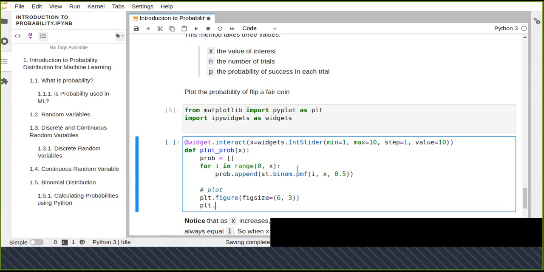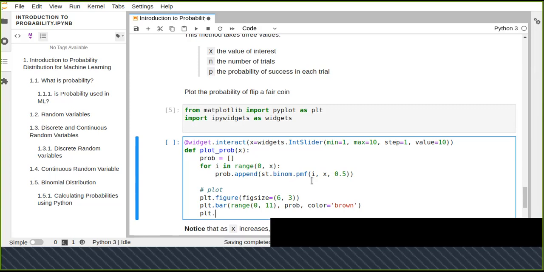And then we plot the bar plot, and we pass the range 0 to 11 as the x value to the x side, and the probability to the y, and then we pass color, it's brown. And let's define the x label. That is, x is the number of heads, and the y label is probability.